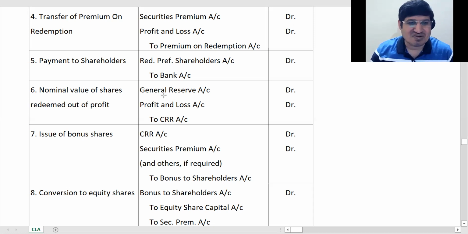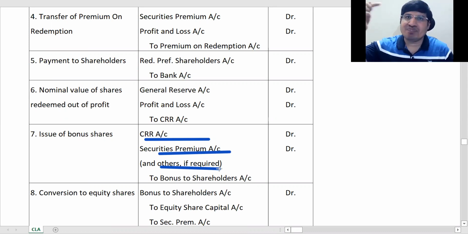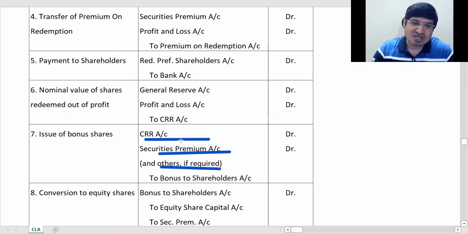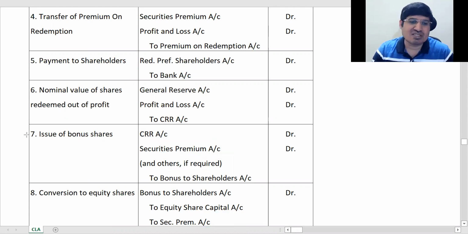This is how we used to give them share capital. Same thing you have to do here. That's all. Here it will be a simple thing. Just use the CRR account debited. If others is required, like if you see bonus, you can use all those things: CRR, securities premium, capital reserves, if it is represented in cash, or the revenue reserves also you can use. Okay, but use this order: to bonus to shareholders, then bonus to shareholders debited to share capital. If you are issuing at a premium, then credit premium also. That's all. So these two are just the bonus, same entries we are repeating, which we learned in bonus issue.